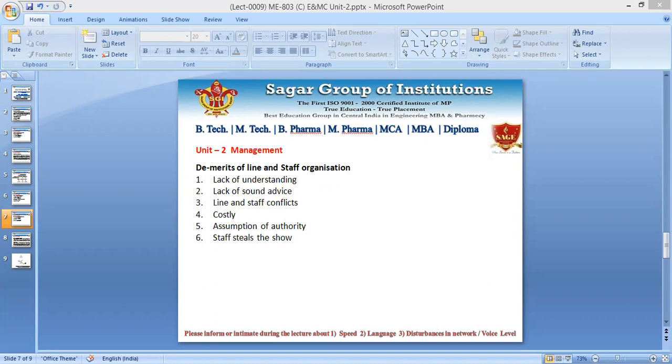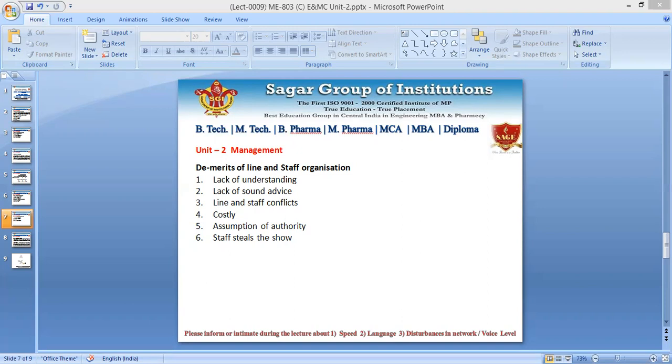And costly, since we have added these specialized staff people. For a particular position, because that staff is a part of that line manager position, the cost of that line manager will increase due to the separate addition of this staff specialist. So this will be financially costly to the company.